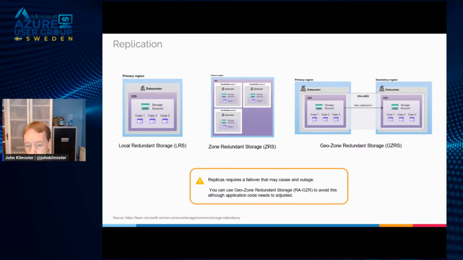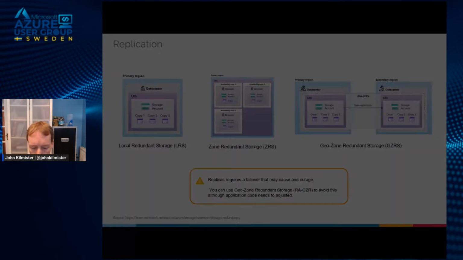If we use the read access geo-redundant storage, in that scenario, we don't get an outage as it fails over because your application can read from the secondary location. However, your application code does need to be adjusted to take advantage of this. And that's something that I've seen before, where people enable read access geo-redundant storage and don't necessarily update their application. Once you go to the read access geo-redundant storage, the SLA increases to 99.99%. A lot more detail behind that can be found on the Microsoft Learn site.